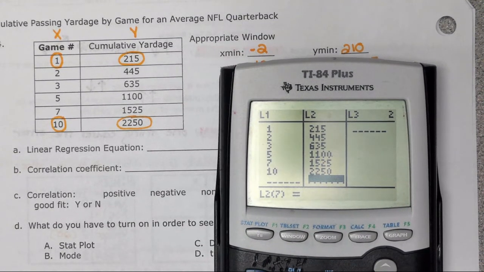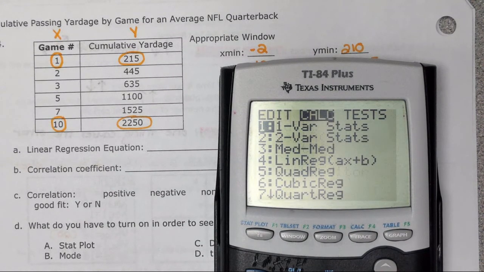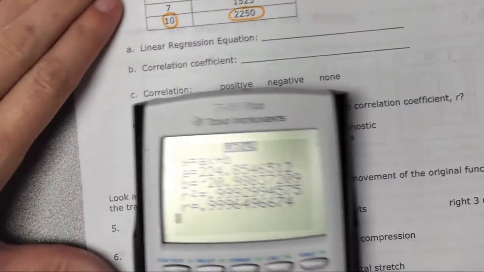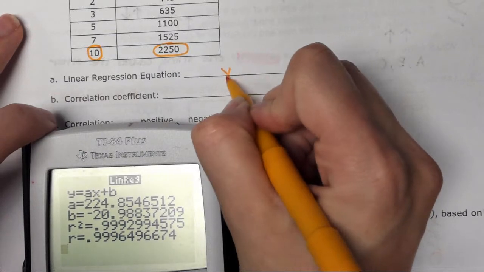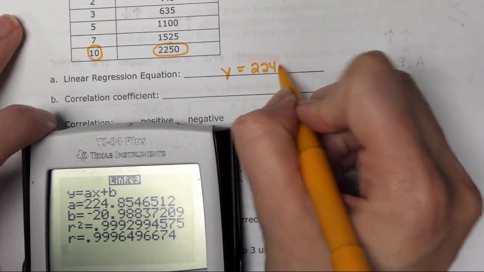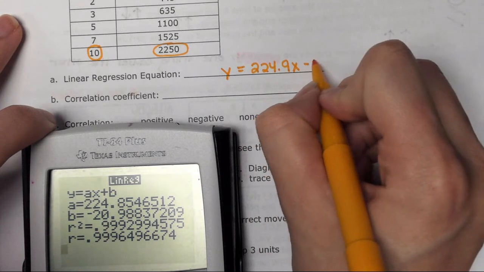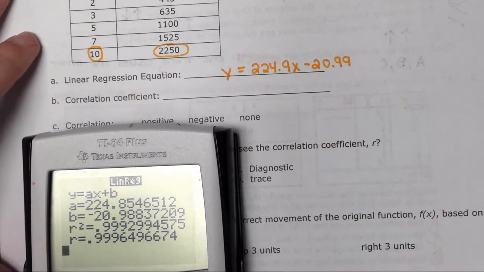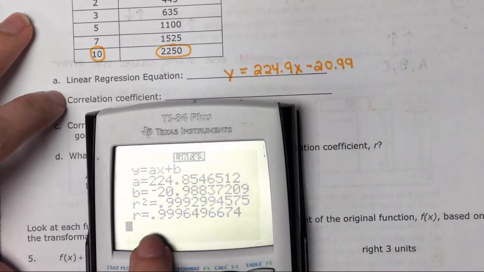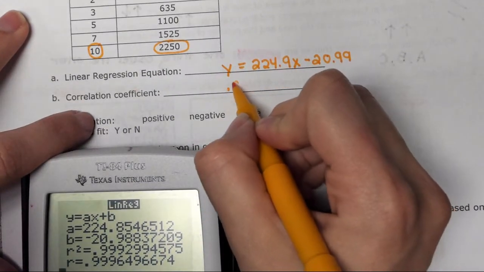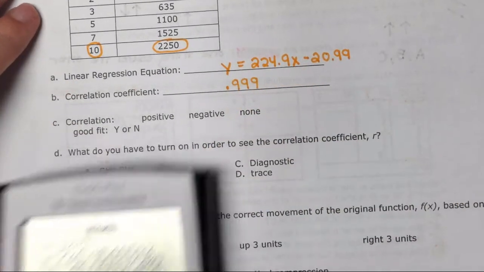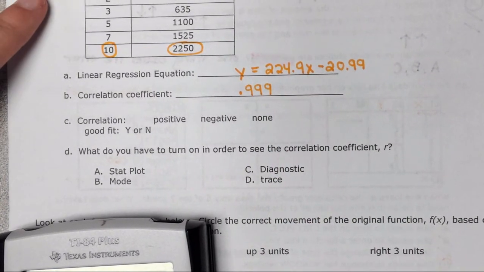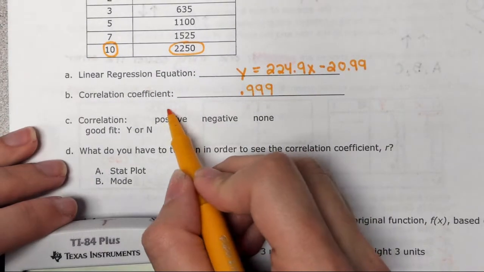Now, once I have them entered in, I click Stat, right, 4, and there's my equation. So my equation is y equals 224.9x minus 20.99. The correlation coefficient is this R value, which is 0.999. The correlation, looking at that coefficient, is positive.